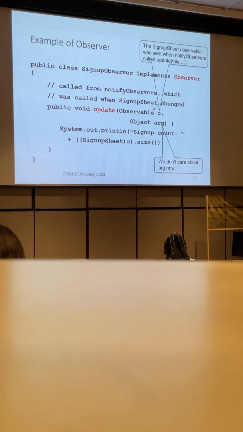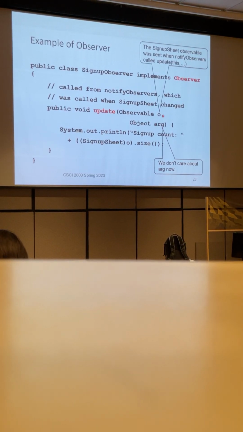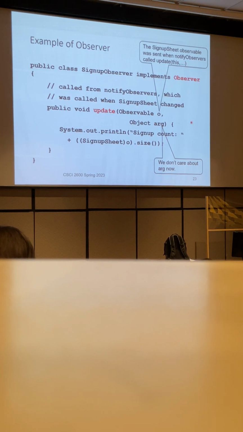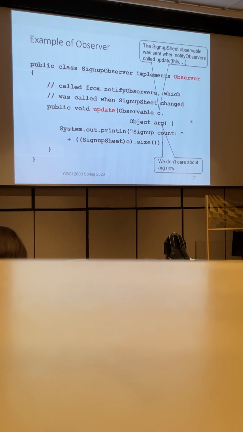We have an observable and an argument as the parameters to the update method, and we're using O. O is an observable. So what kind of model is this? Pull, push? Is this push? Okay, so let's see.